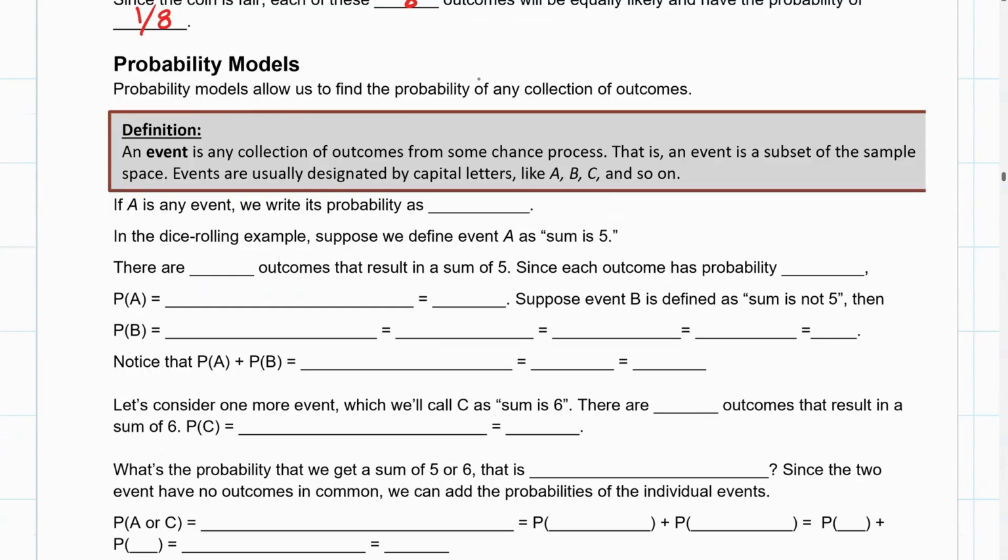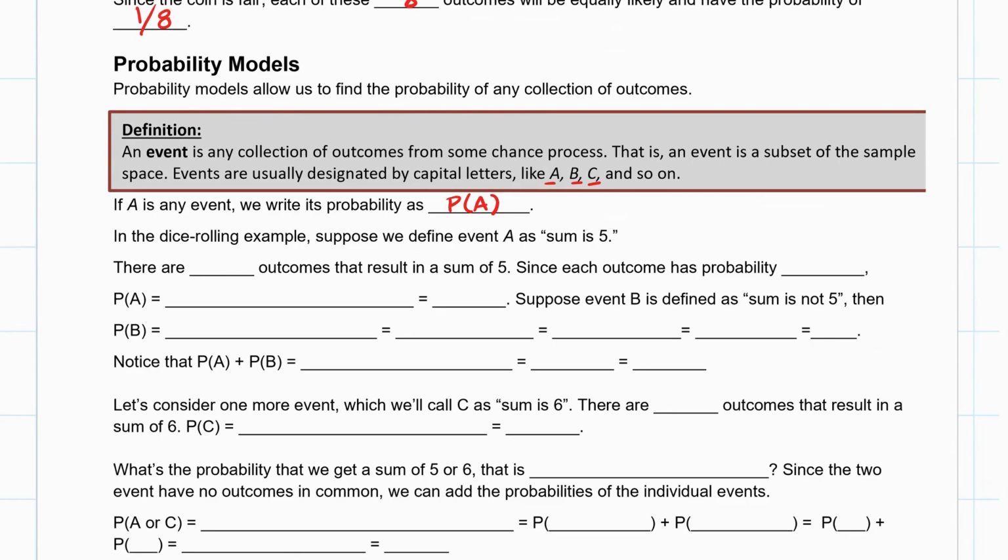A group of outcomes is called an event. An event is a collection of outcomes of some chance process. We typically use capital letters like A, B, C to name these events. So if an event is A, we say the probability of that event is P of A.